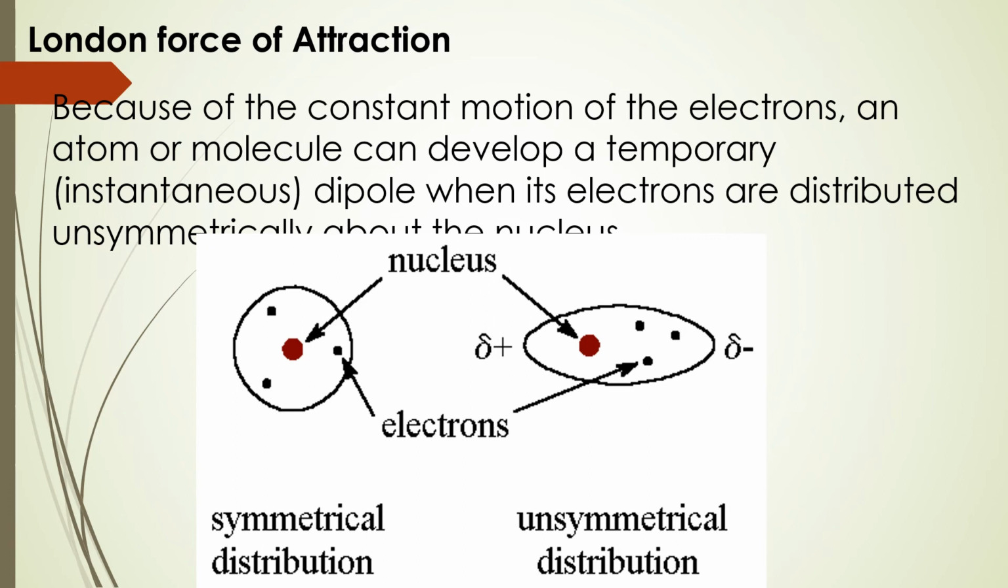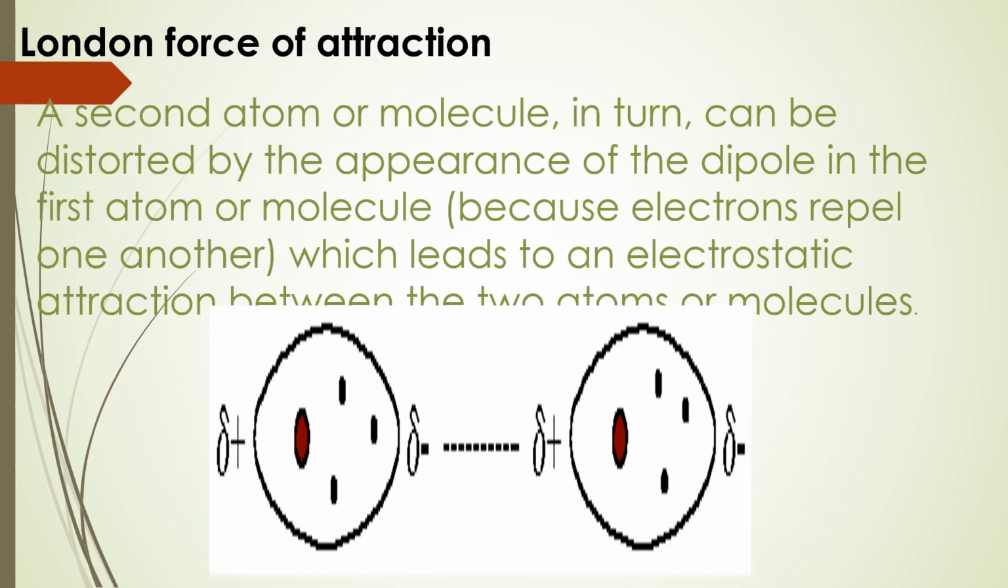Okay? So the nucleus is inside or in the middle. While in the unsymmetrical, try to look at the position of the nucleus and also the position of the electrons. Now, the second atom or molecule in turn can be distorted by the appearance of the dipole in the first atom or molecule. Because electrons repel one another, this led to the electrostatic attraction between the two atoms or molecules.